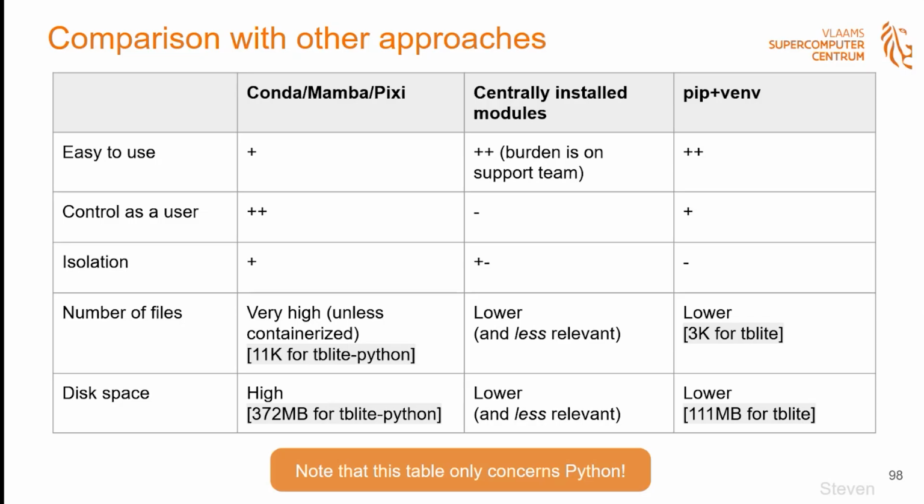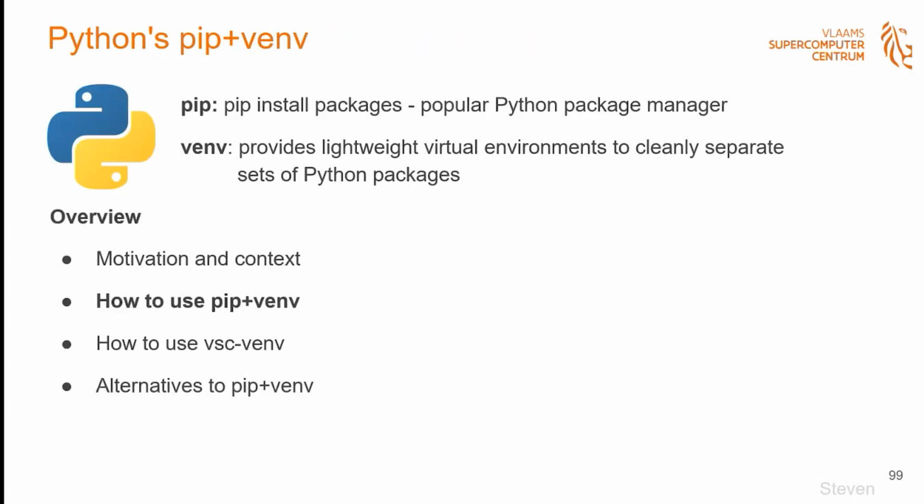And then maybe also important to mention is, with Conda, you get a very high number of files, but then of course, if you can containerize it, then it maybe becomes the best approach, because from the point of view of the file system, a container image is just a single file that has to be loaded in memory. And from there, all the files inside there are virtually accessed through the memory, so they don't put any additional stress on the file system. Okay, so that was a bit of an aside to clarify some things, hopefully.